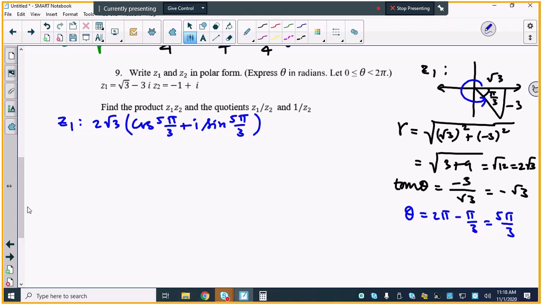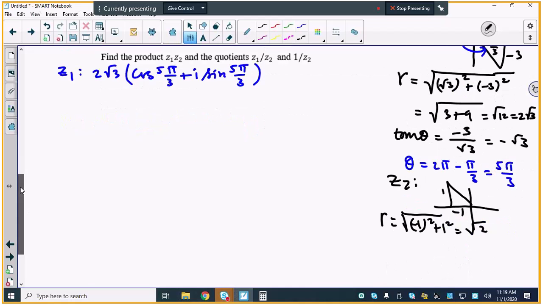Z2, the complex number Z2, has X negative, Y positive. So I'm in the second quadrant, and both of them are 1. So negative X, positive Y. So R is negative 1 squared plus 1 squared, and that's square root of 2.